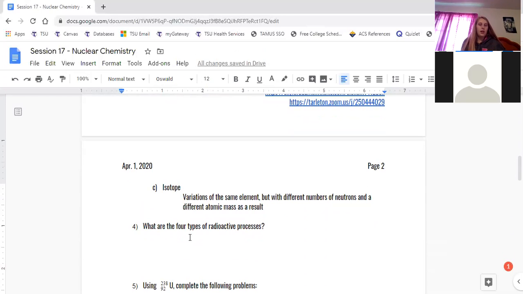What are the 4 types of radioactive processes? So there are 4 different kinds: beta decay emissions, alpha decay, which is emissions, positron emissions, and electron capture. So they're all emissions except for the one kind.